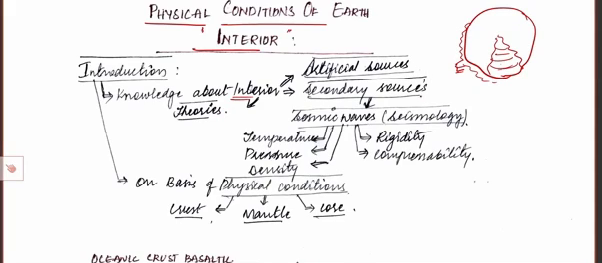So the first source is the artificial source, or I can say by mining or drilling. This is the artificial source. By this we can know what is present in the Earth's interior. And the secondary source is seismic waves or seismology. That means due to earthquakes and volcanic activities, we come to know about the interior of the Earth. These seismic waves depend upon temperature, pressure, density, rigidity, and compressibility.